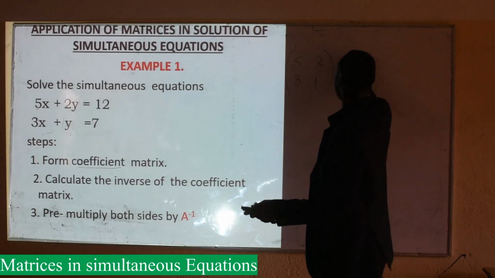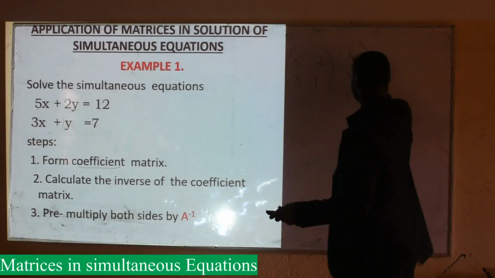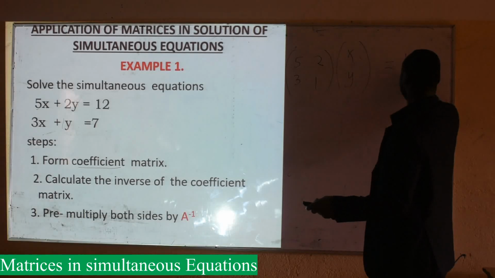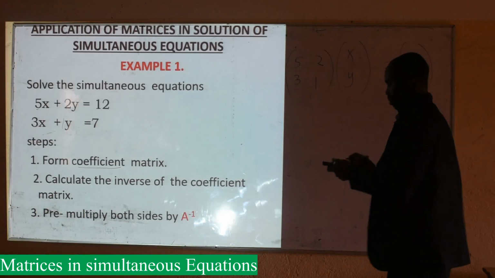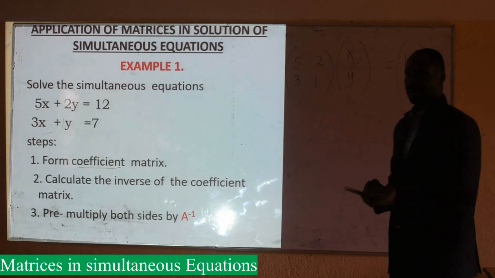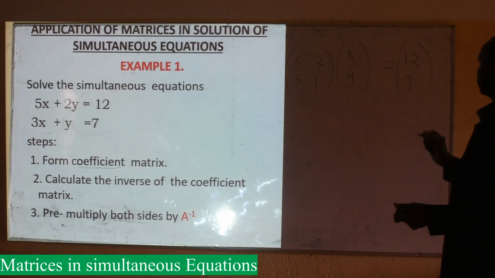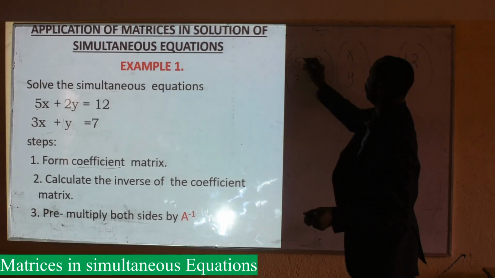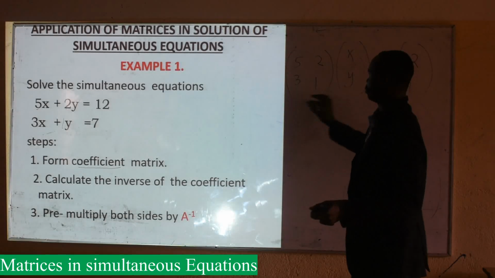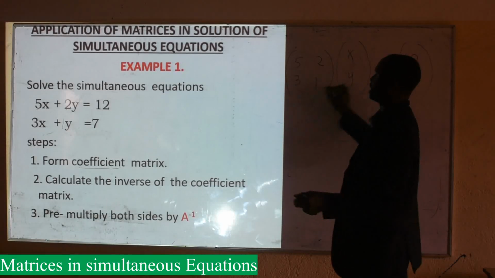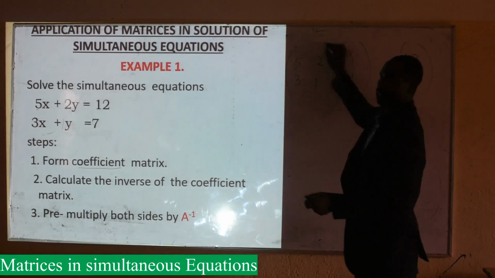Then you write x, then y, like this, and this is equal to 12, then 7, like this. When you have written that, you have done halfway work. Then what you need is to remove this matrix from here. And to remove this matrix from here, you multiply both sides by the inverse of this matrix.